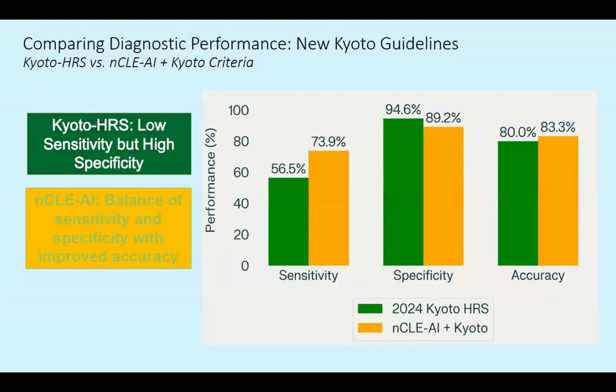And once the Kyoto guidelines came out, we added Kyoto variables to the nCLE model. The green bars show the performance of Kyoto high-risk stigmata. As you see, generally it has low sensitivity, high specificity. But when you add AI and Kyoto together, there is a better balance of sensitivity and specificity, and the accuracy was a little more optimized at 83%. Of course, there is room for improvement as we add more data, as with the molecular or MRI radiomic data, which we're working on right now.